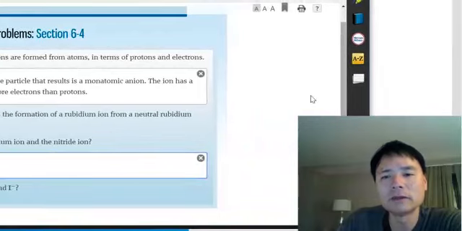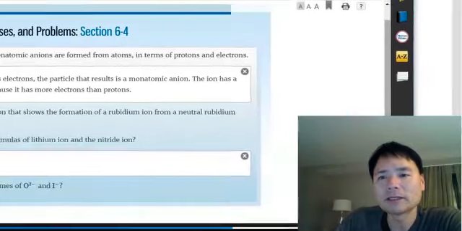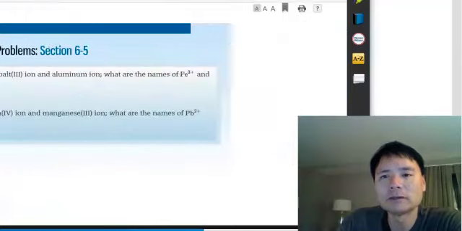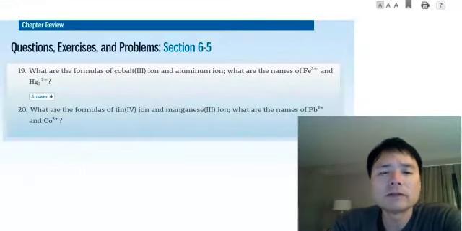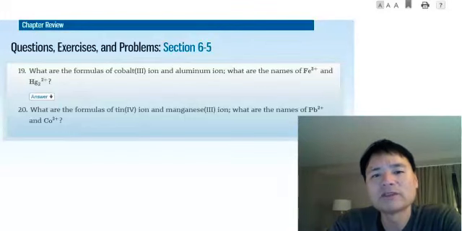Okay, let's move on here to the next set. Actually, that didn't go forward. Let me try that one more time. Here, there it goes. All right, what are the formulas of cobalt-3? Cobalt-3 is a variable charge, and the charge we see by the Roman numeral 3, so it's Co, an uppercase C, lowercase o, with a 3+ charge as a superscript. Aluminum ion is fixed charge at 3+.